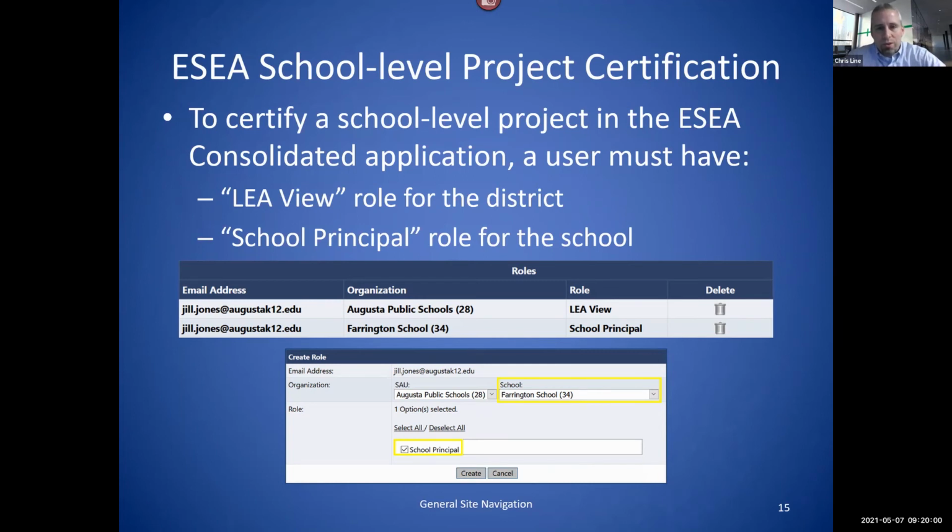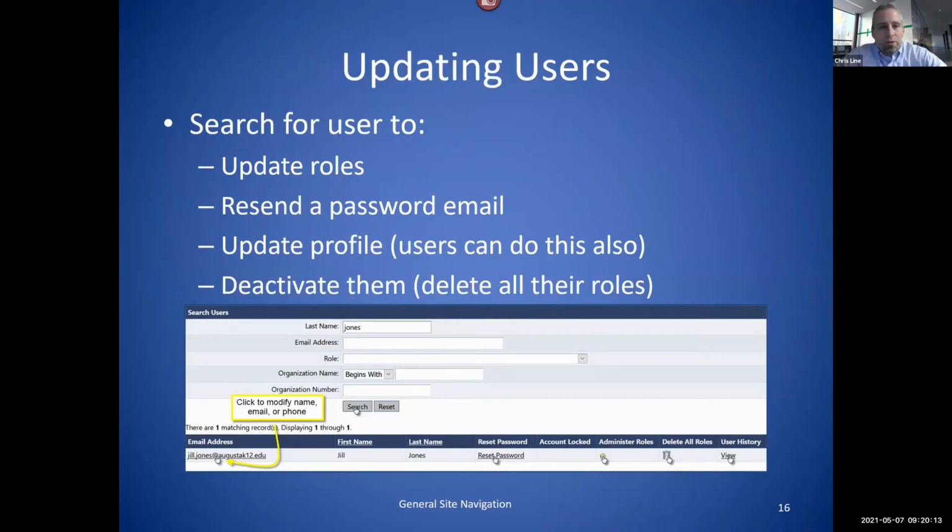We talk more about this within the ESEA group, and we can talk about that in our sessions, but I did want to include that in the slides because it is important, and it's important for the districts to understand this as well. In addition to creating users, you can update users, and you can search for users by their last name, their email, their role, or their district. You might want to give them new roles, resend a password email, update their profile, which they can also do themselves. Or as I said earlier, you can deactivate a user. If somebody's retiring or moving to another job, you can go in and delete their roles so they no longer have access to those items in your district.